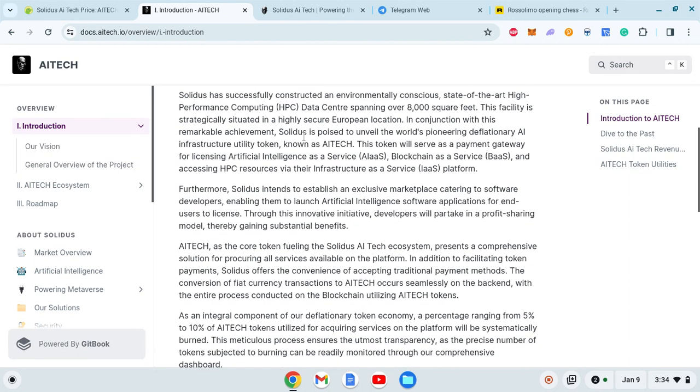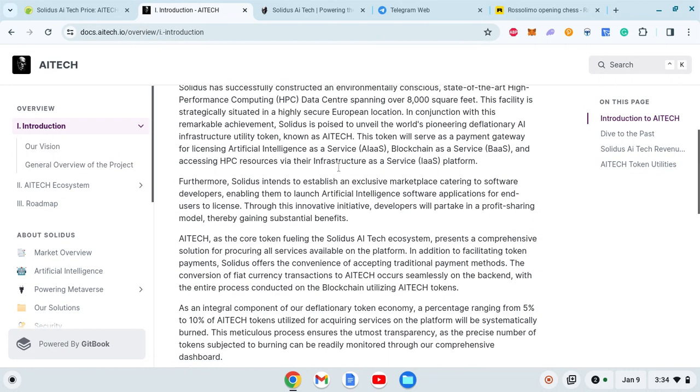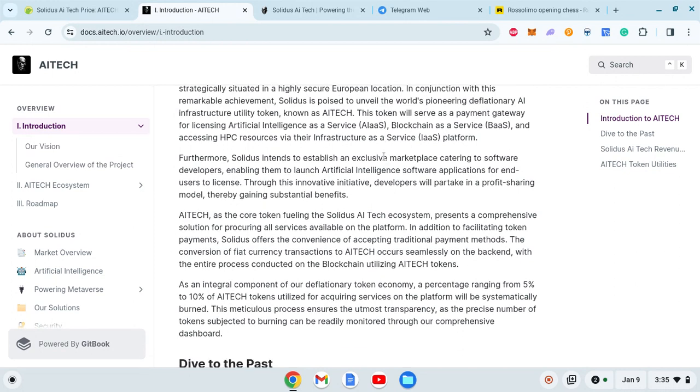So basically what this seems to mean is that their data center is a very powerful tool which they own, and on the basis of that they will be able to sell products like licenses for AI services, blockchain services, and infrastructure as a service. I don't know how this feature will work, but this is what basically it means.